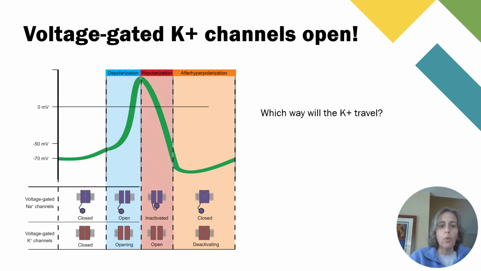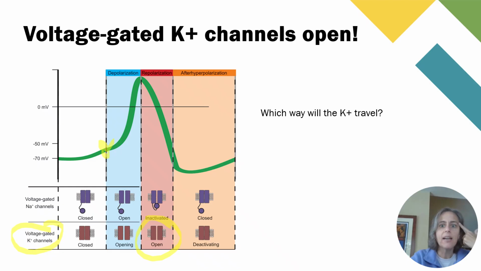Potassium. So what happens is that reaching threshold triggers the opening of the sodium channels, but it also triggers the opening of these potassium channels. They're also voltage gated channels, and they're also going to open. Now, it just so happens they're a little bit slower to open than the sodium ones. So we don't see much movement of potassium until they're fully open, which is already at this stage of the action potential. So then our question becomes, which way is the potassium going to travel?